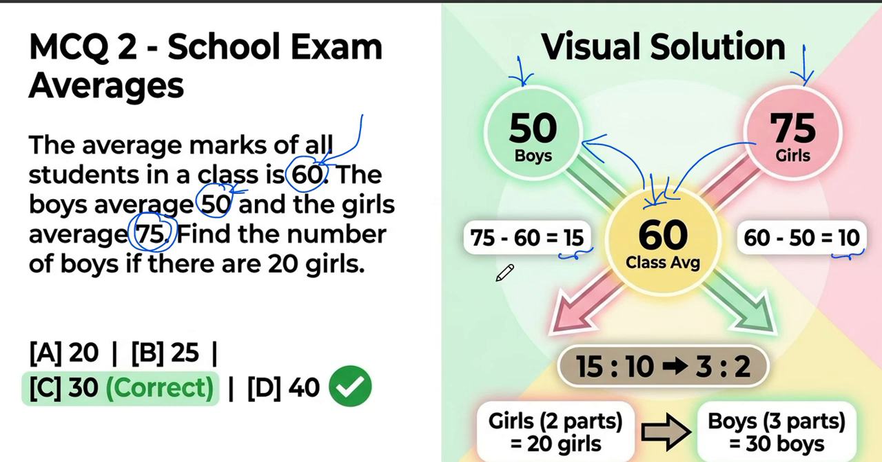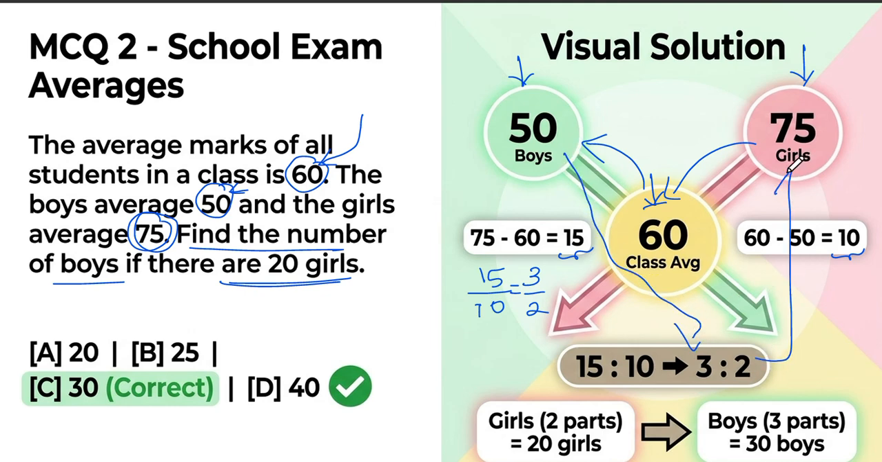Now we'll take the ratio. The left number is 15, the right is 10. 15 upon 10 is nothing but 3 upon 2. So the question is to find the number of boys if the number of girls is 20. In this ratio 3 is to 2, the 3 is the part showing boys, and the 2 is the part showing the number of girls. The number of girls is given as 20, and the girls' part is here 2.